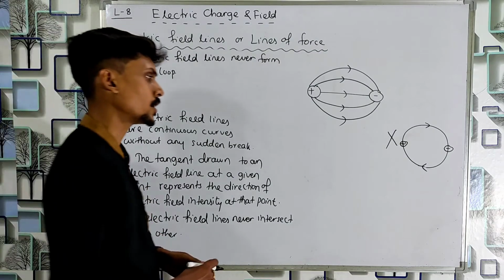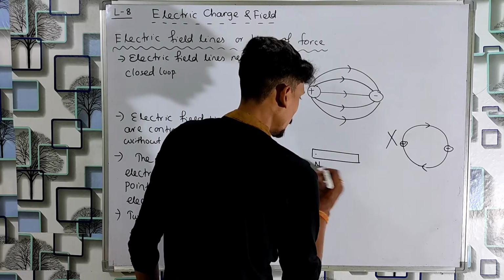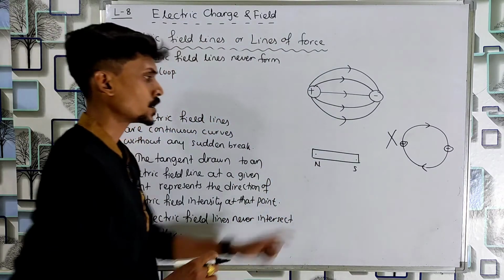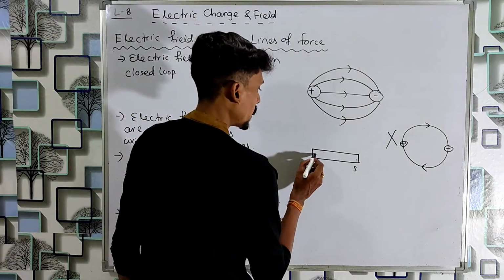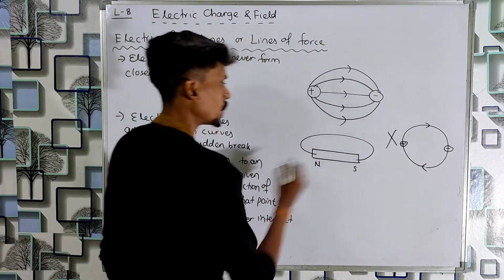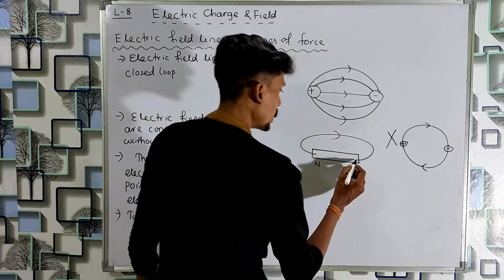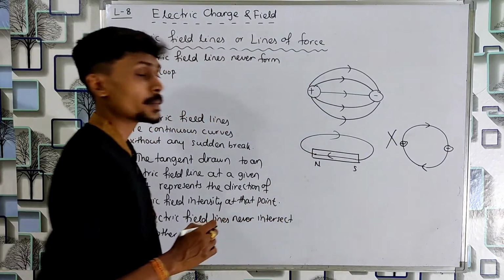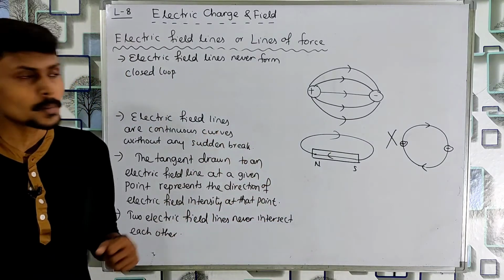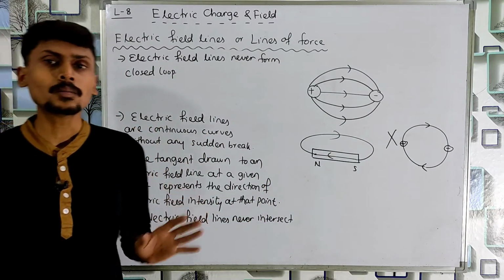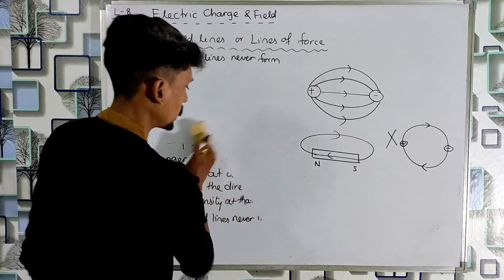We studied in class 10th, if we take a bar magnet, and this is the north pole, this is the south pole, the magnetic field lines are directed from north to south outside the magnet, but inside the magnet it is directed from south to north. That means magnetic field lines form closed loops, but electric field lines will never form closed loops. So these are some of the important points of electric field lines.